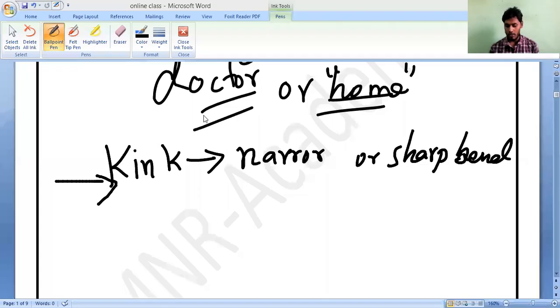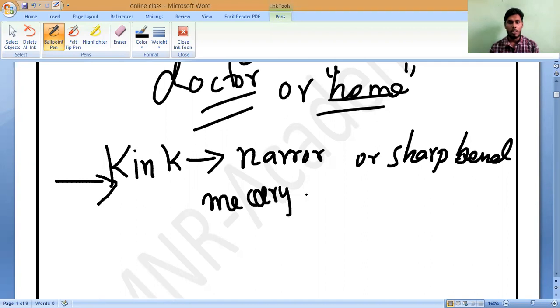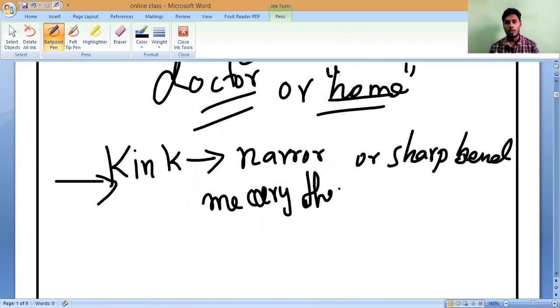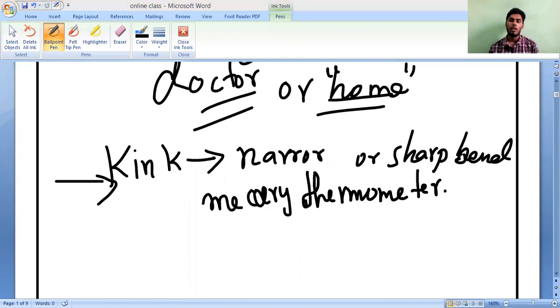So if you observe this clinical thermometer, I hope you understand the picture. This is called a clinical thermometer. This clinical thermometer is a mercury thermometer. It is also made up of mercury only. Mercury is present inside, so we can also call it a mercury thermometer, because it works with the help of mercury only.